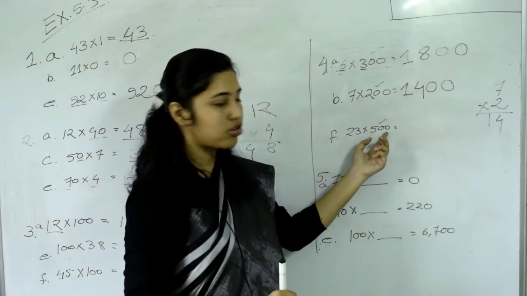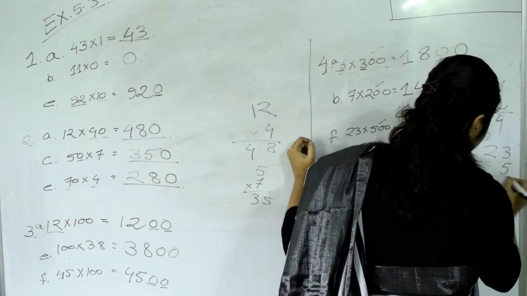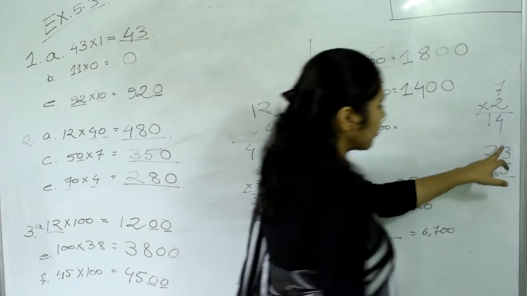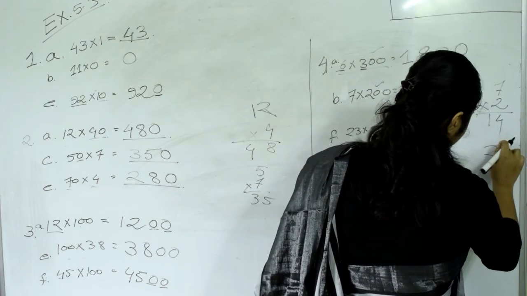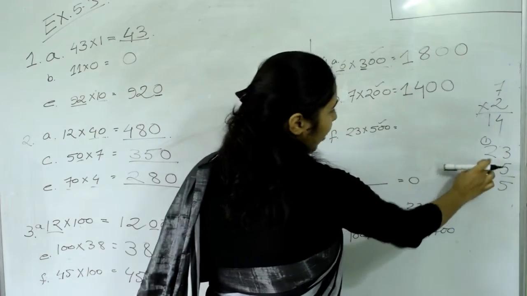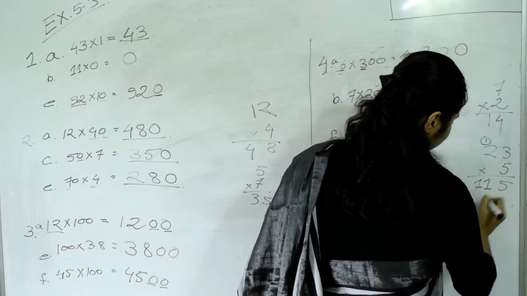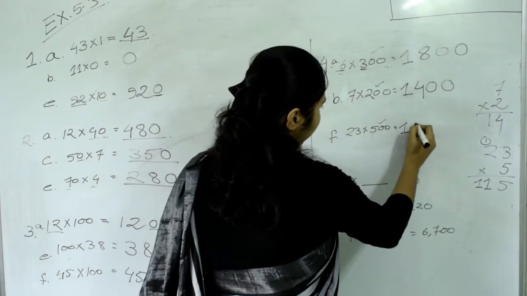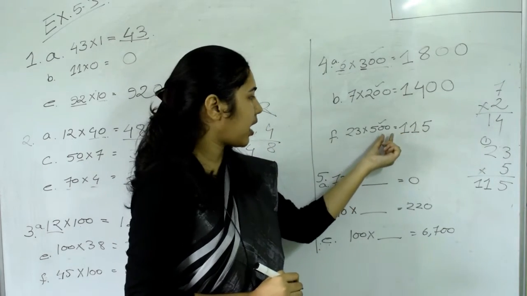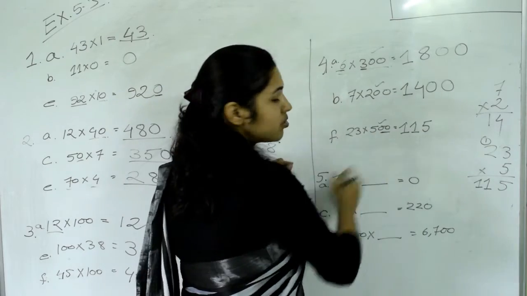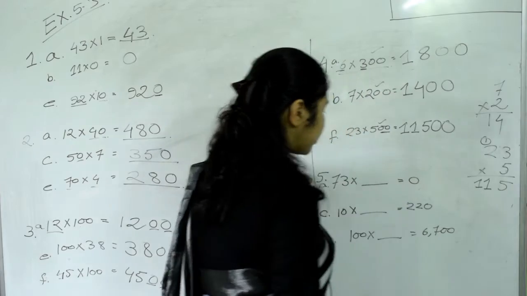Next 23 into 500. So first multiply 23 by 5. Now 5 3s are 15. 1. Now 5 2s are 10. Now 10 plus 1 is 11. So first write here 115 and then add these two zeros. 1 in tens place and 1 in hundreds place.